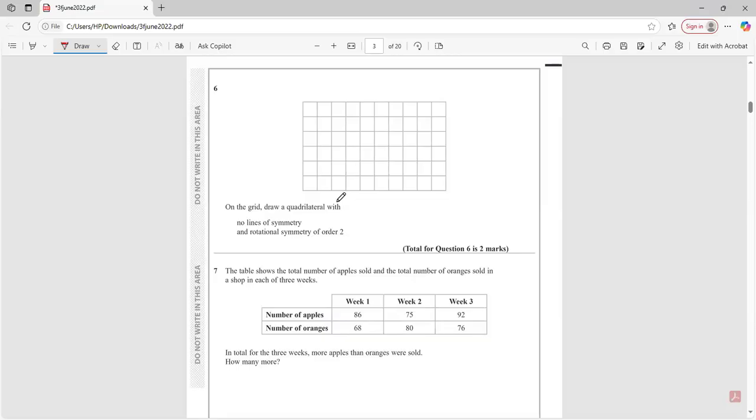Number 6 says draw on the grid a quadrilateral with no lines of symmetry and a rotational symmetry of order 2. A quadrilateral is a shape that has 4 sides. No lines of symmetry, so that means it's not regular. Rotational symmetry.